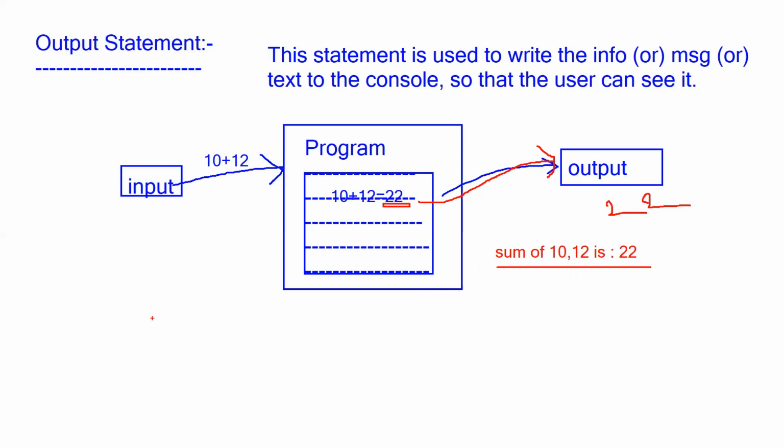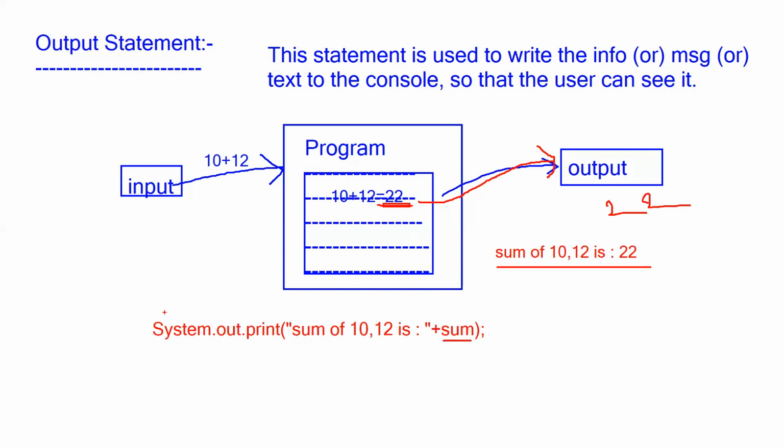So how can you write the output statement? You can write it like this: system.out.print, sum of 10, 12 is, sum. Why am I writing sum? Because the sum variable is holding this 22. That's why I have written it like this.